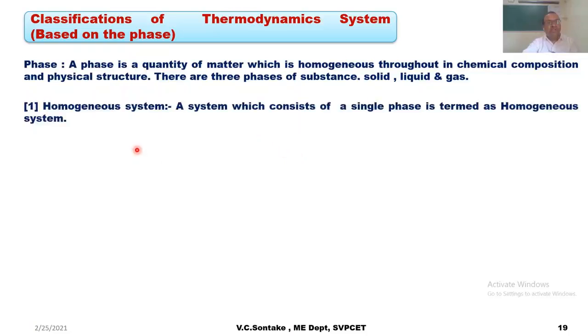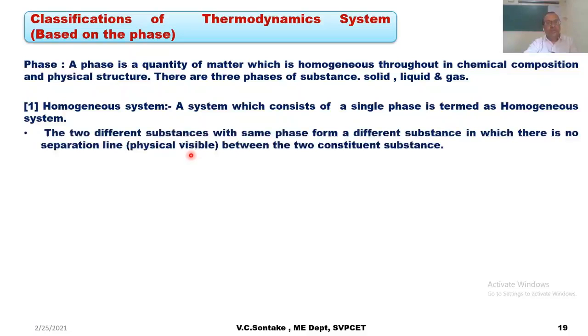Now, homogeneous system. A homogeneous system is one which consists of a single phase. In order to identify the homogeneous system, the two different substances with the same phase form a different substance in which there is no separation line, and these two substances are not physically visible separately. So such a system is called a homogeneous system.